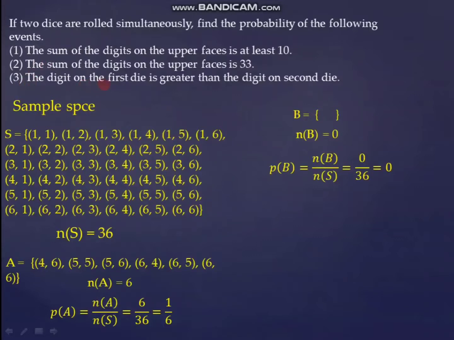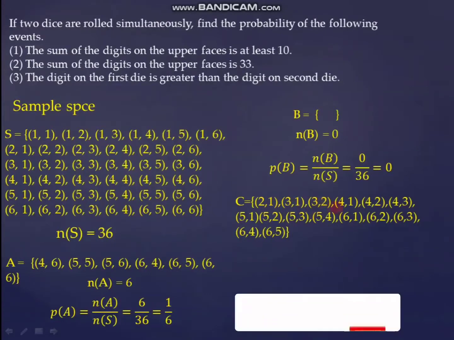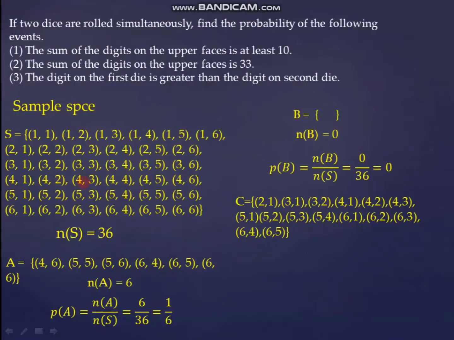The next event is that the digit on the first die is greater than the digit on the second die. Now if we compare all these sample points, we have to collect those points for which the digit on the first die is greater than the digit on the second die. We'll name this event as event C. So the set C will be 2, 1, as the first number 2 is greater than 1. Then we have 3, 1, 3, 2. Then in the fourth row we have 4, 1, 4, 2, 4, 3. Then in the fifth row we have 5, 1, 5, 2, 5, 3, 5, 4. And in the sixth row we have 6, 1, 6, 2, 6, 3, 6, 4 and 6, 5.